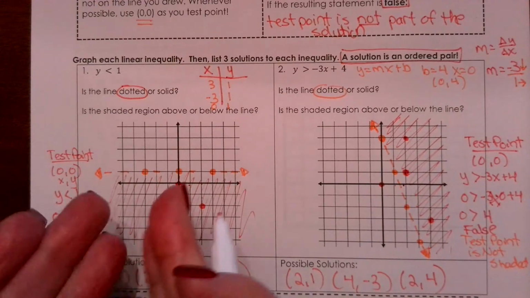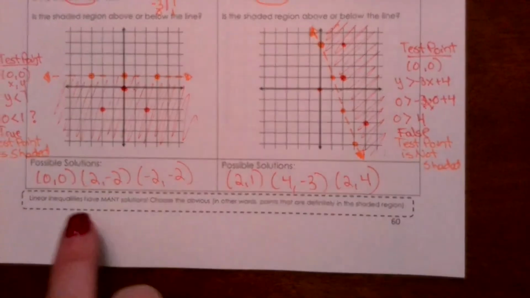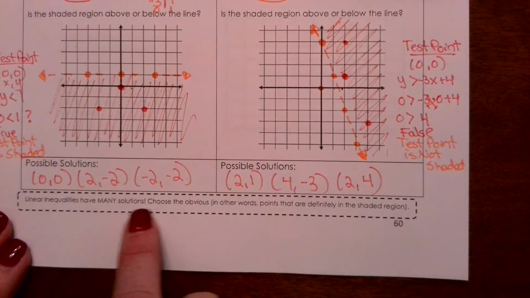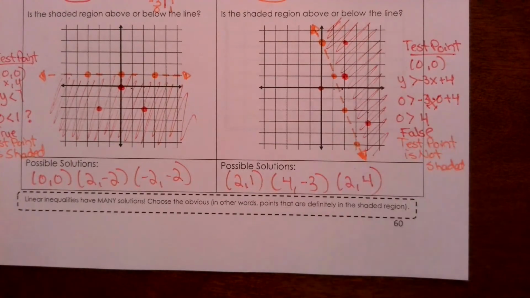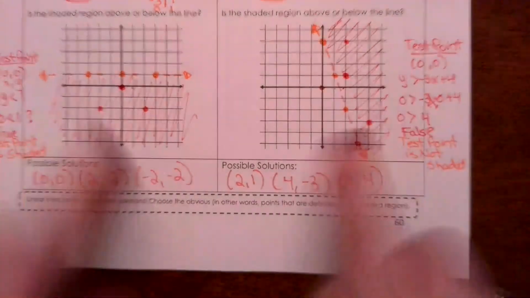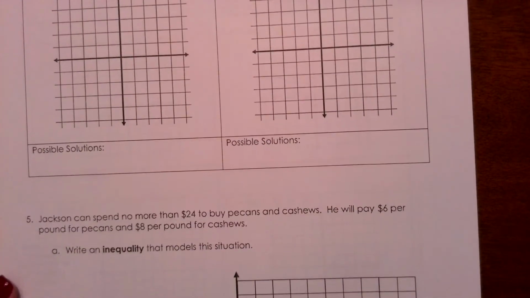So in this case, there are lots of different possibilities of solutions. Just as a note, linear inequalities have many solutions. Choose the obvious ones, in other words, points that are definitely in the shaded region. And you can see with my points, that is what I did. Let's go on to page 61.